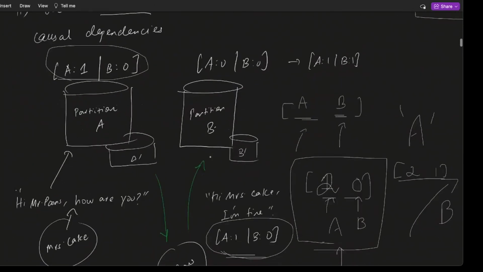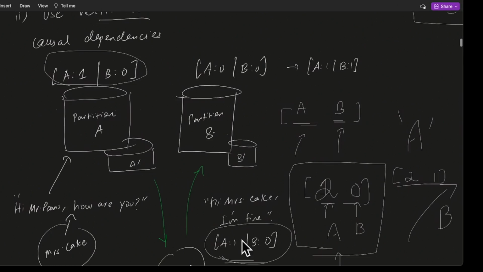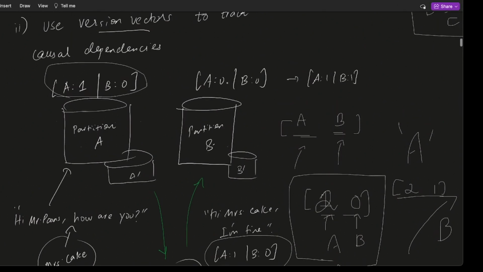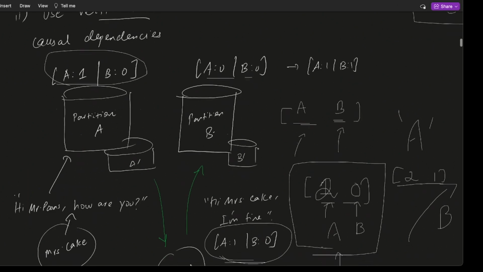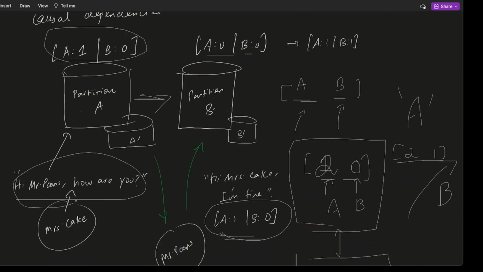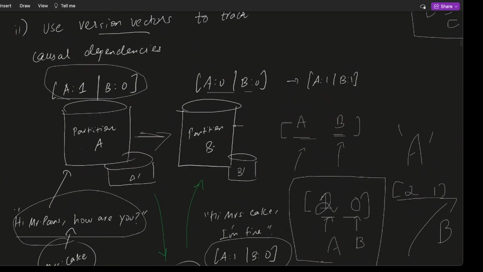So when partition B gets the version vector along with the message, partition B sees that, oh, my initial state is A0, B0, and now you are sending me a message where A is 1. I don't know of any such write that happened from A. So what partition B will do is it'll query partition A that, hey, give me whatever operations I'm missing. Partition A will then send this message, hi Mr. Poons, how are you? Partition B will store that.